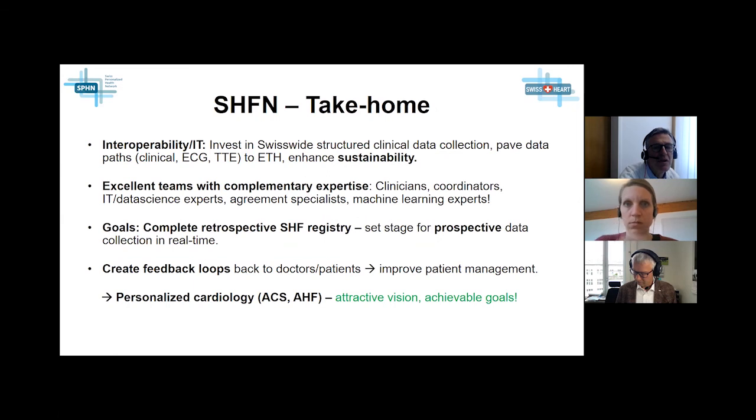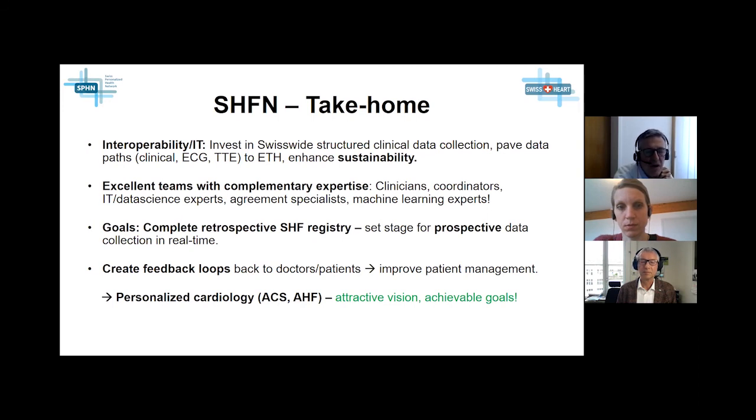I come to the conclusion, take-home message. At the level of interoperability in IT, we have broadly invested in a Swiss-wide structured clinical data collection, paved the data paths focusing on clinical, mainly EKG and TT, echocardiographic analyses, transfer the data to ETH, and think that this is a clearly enhanced sustainability of our network. We have excellent teams with complementary expertise. I very much appreciate we have clinicians, coordinators, IT data science experts. We also have agreement specialists, I learned, and we have the machine learning experts.